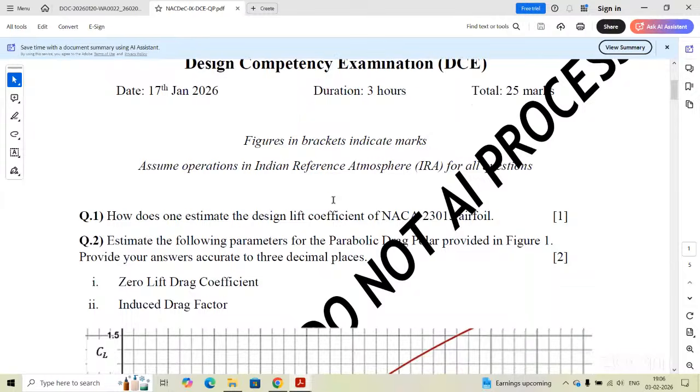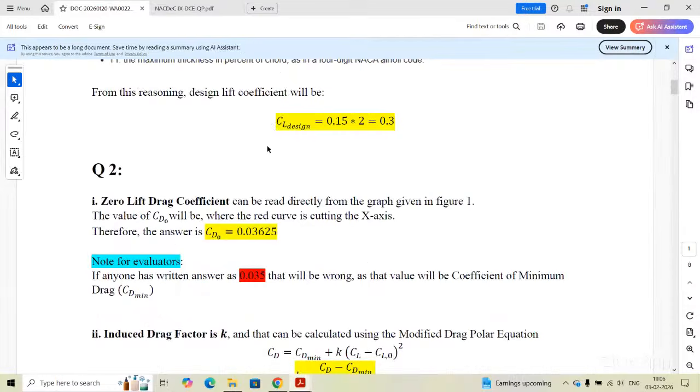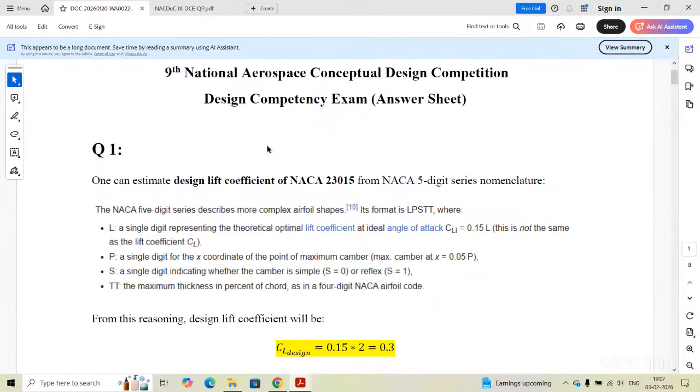Okay. So the first question tells about the design lift coefficient of NACA 23015. So it's a simple question. The basic objective of this question is that the participants and the designer should be knowing about the airfoils. What do these numbers signify? So that comes from that thought, and it is simply the nomenclature of NACA 5-digit airfoil, in which each digit represents a specific parameter. The first digit, multiplied by 0.15, gives the design lift coefficient, which was the question asked.